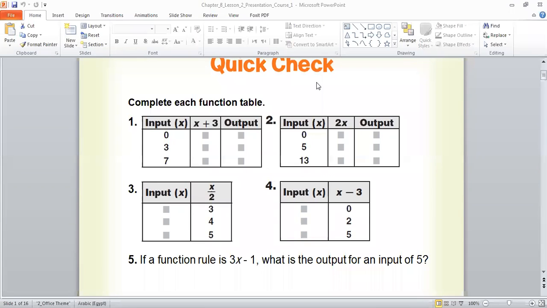Okay, the input will be x equal to 0. So the value of the output will be equal to what? Again, I have here that the input will be 0, and the rule here will be x plus 3. So the output will be what?